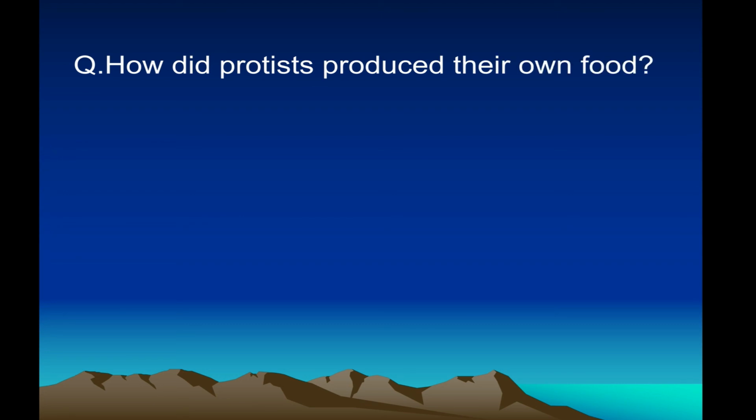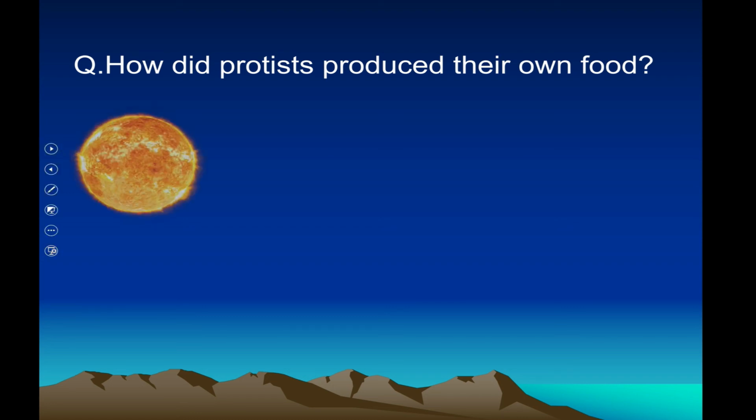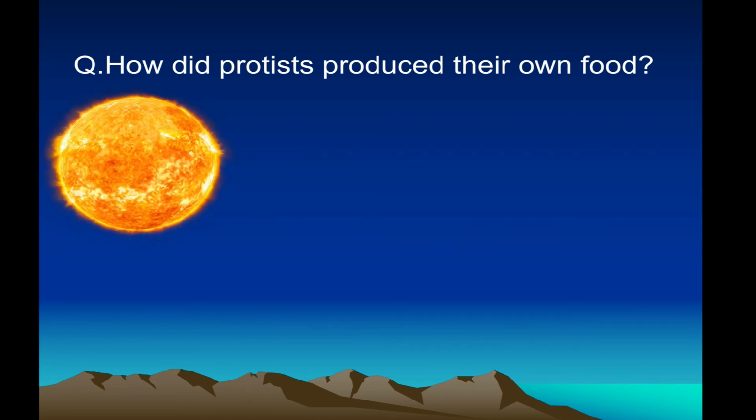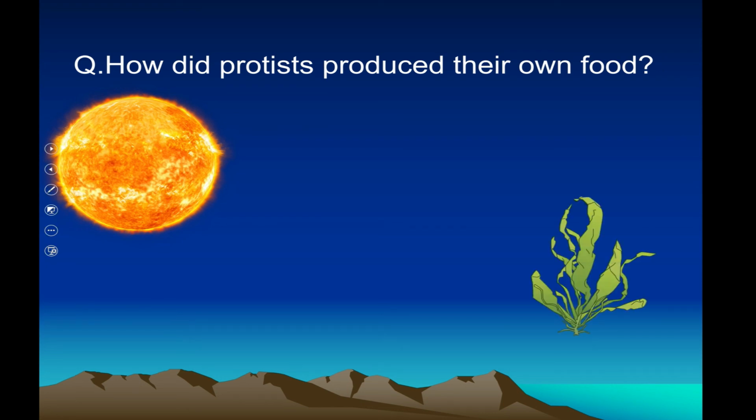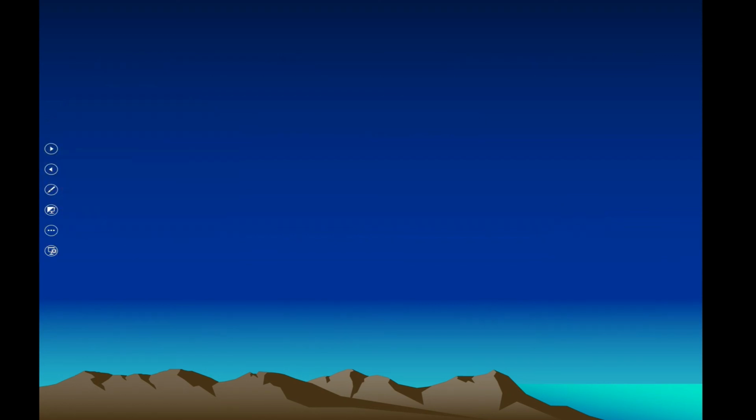How did protists produce their own food? The Sun is the main source of energy. But this energy can be transferred to organisms by green-colored organisms which contain chlorophyll, by a process called photosynthesis. So the protists produce their own food by photosynthesis.